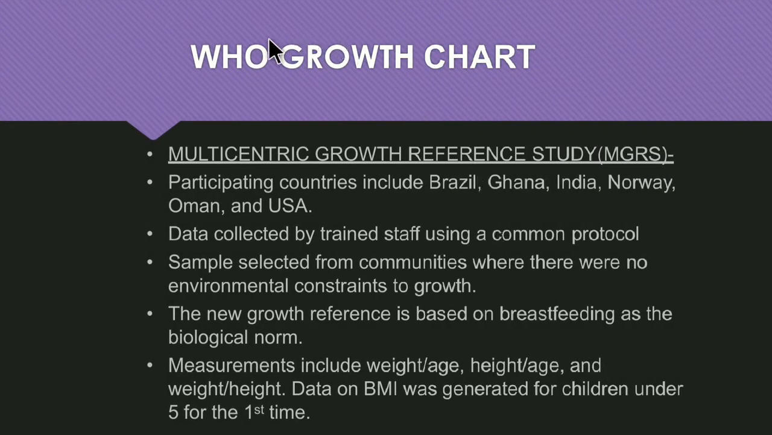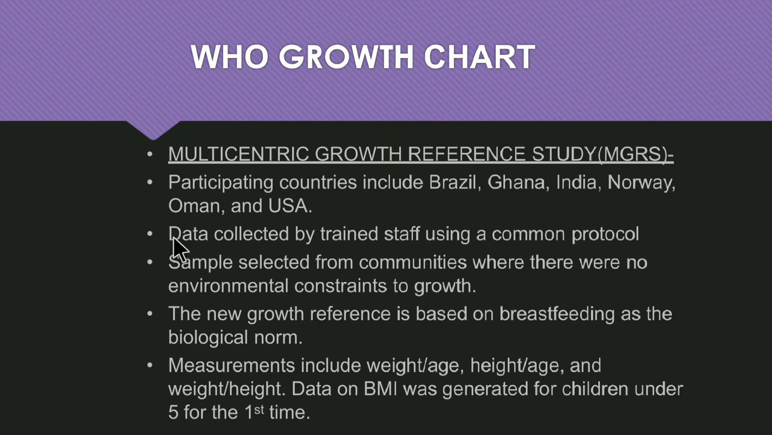Now, how did the WHO come up with the growth chart? The study that was conducted to design the growth chart is known as the Multicentric Growth Reference Study, or MGRS study. In this study, various countries were included, like Brazil, Ghana, India, Norway, Oman, and USA.